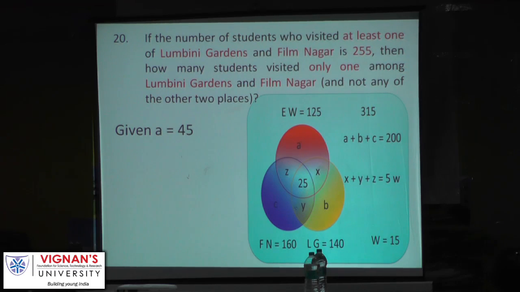Now what is his question? How many students visited only one among Lumbini Gardens and Film Nagar, but not other places? It means only Lumbini Gardens and only Film Nagar. How many visited? That is his question. It means B plus C is what is being asked. We know A plus B plus C is 200, and we know what A is. What is B plus C? 155. So only one of Lumbini Gardens and Film Nagar but not any other places is 155.